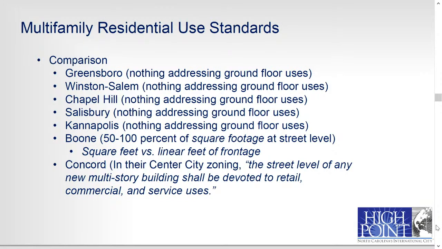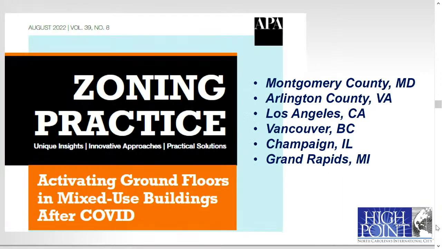It took some time to talk to the planners in Boone, and they kind of said it's a different environment. That they can't build enough student housing, so there's a big demand for multifamily residential as well as commercial close to campus. And then Concord as well. In their center city zoning, they require that the entire floor be devoted to some sort of use other than multifamily residential. So that's kind of the extent of some of the research at this point, and it is all over the board.